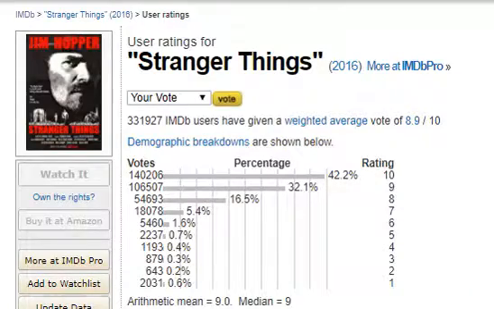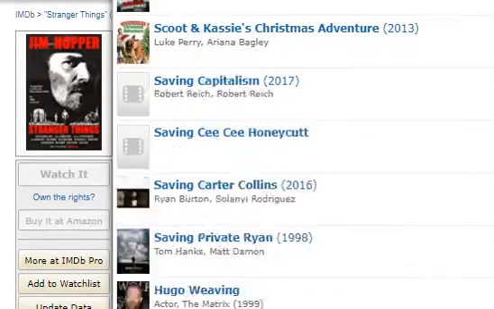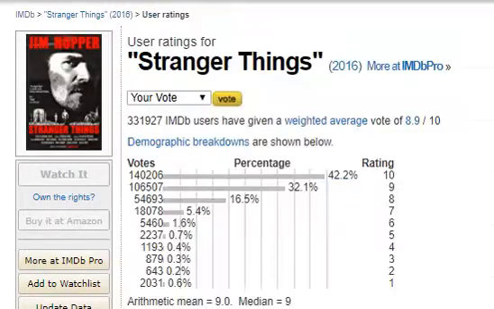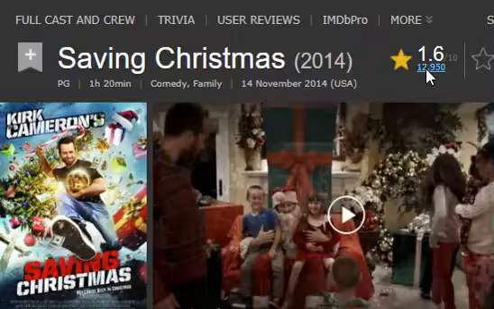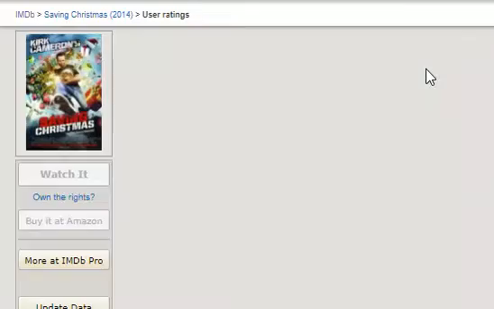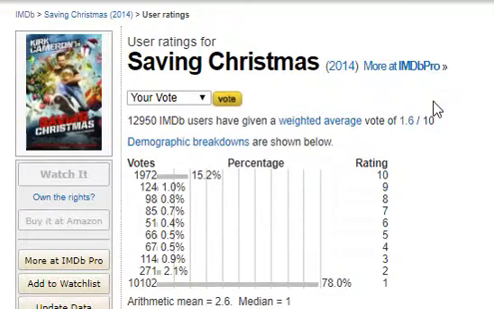Let's look at another one. Let's look at one maybe that is in the opposite direction. Saving Christmas, not one of the better reviewed movies on Internet Movie Database. So the average is 1.6 out of 10. Now here's 78% of reviewers give it a 1. And then we have a subset that gives it a 10.